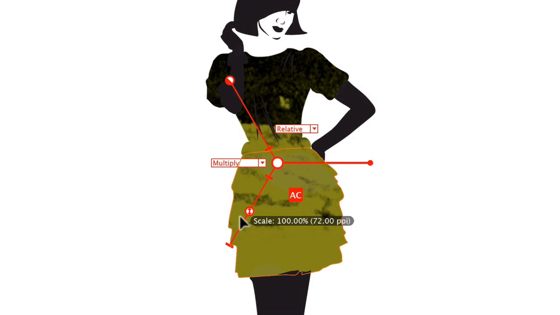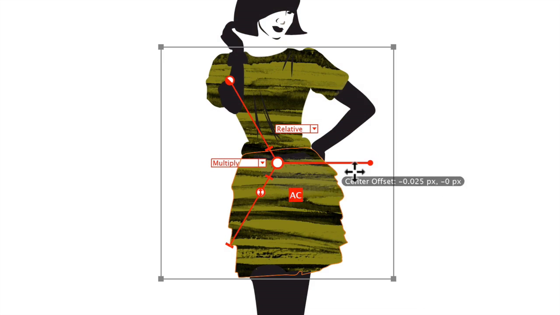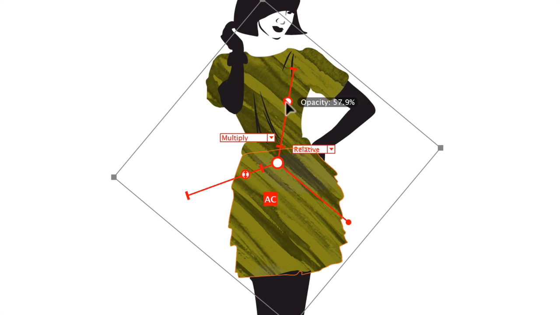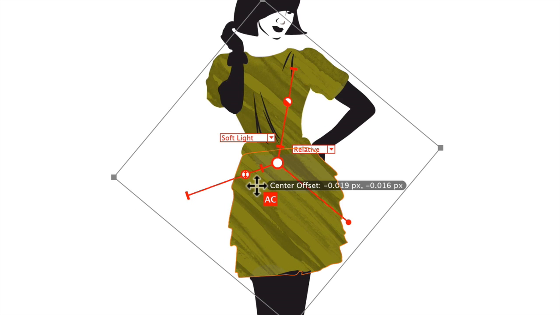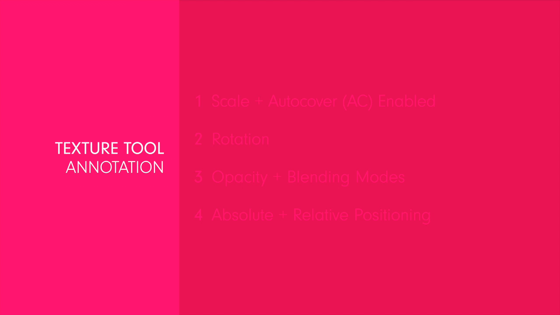The Texture Tool annotation allows you to intuitively adjust the opacity, scale and rotation of your textures. Overall: scale and auto cover enabled, rotation, opacity and blending modes, followed by absolute and relative texture positioning.